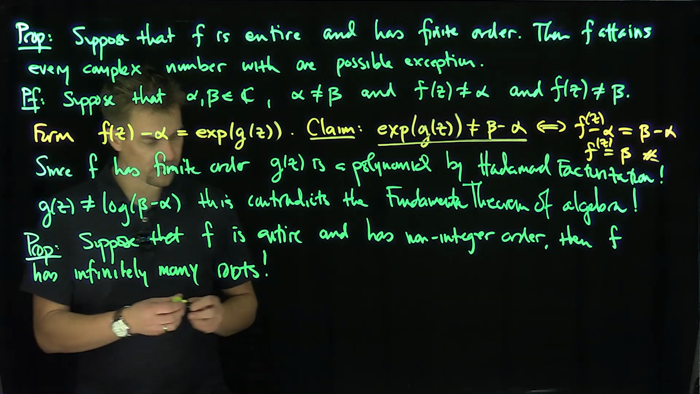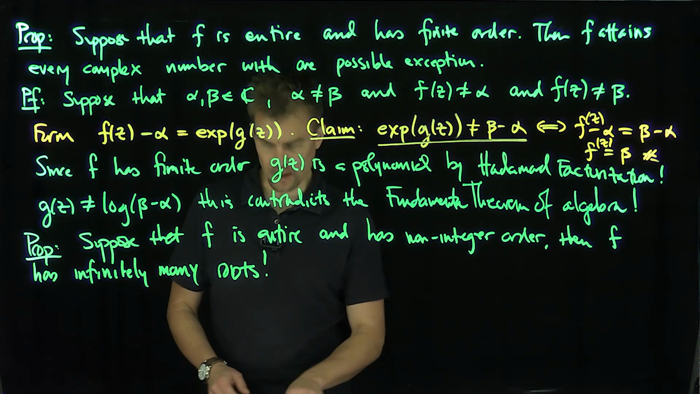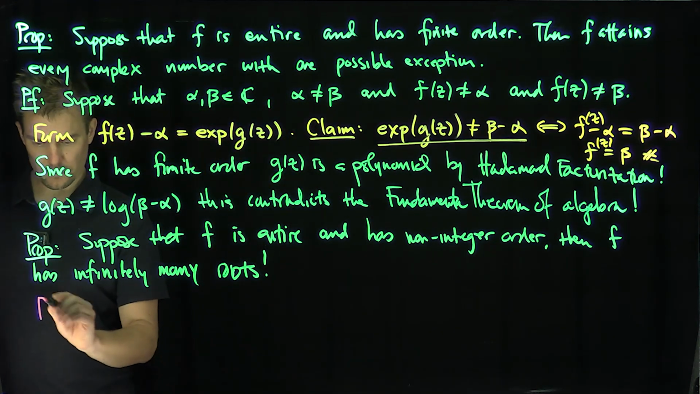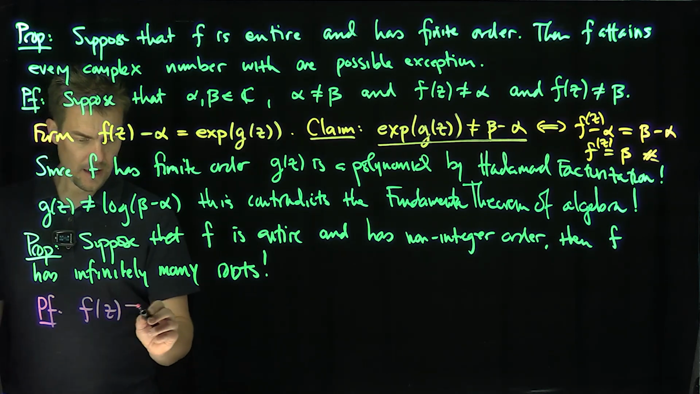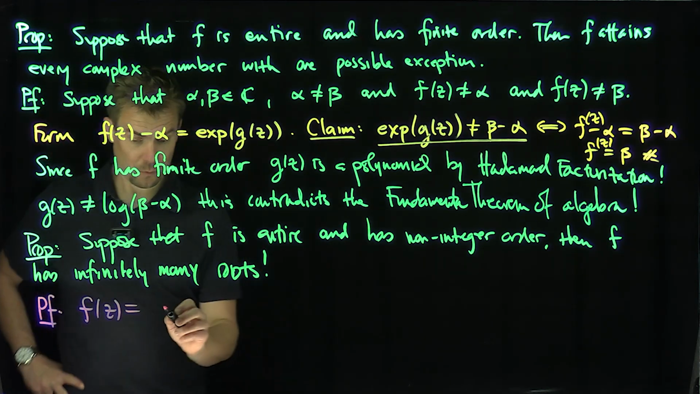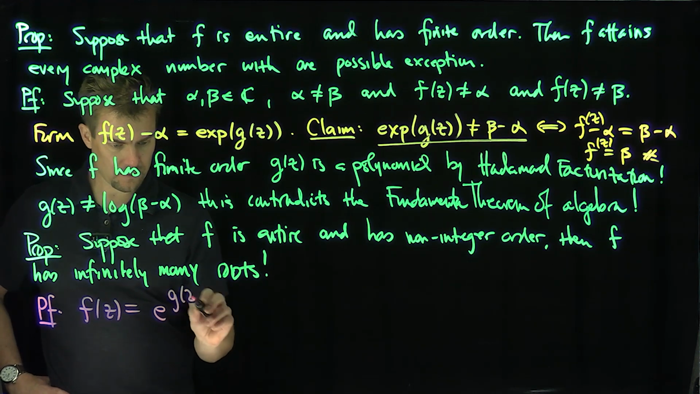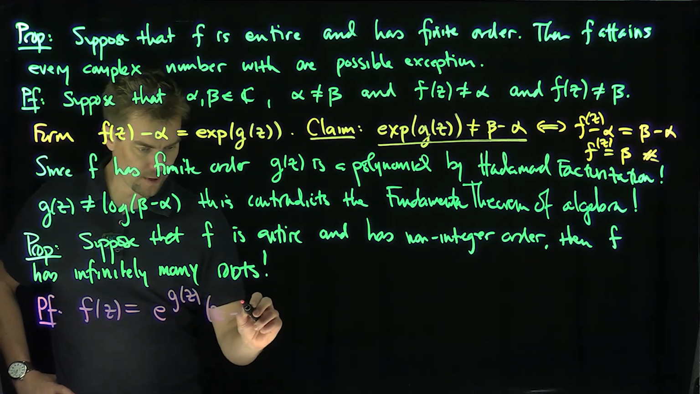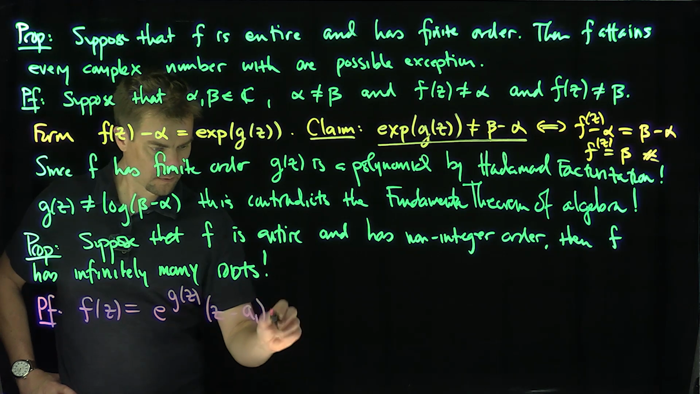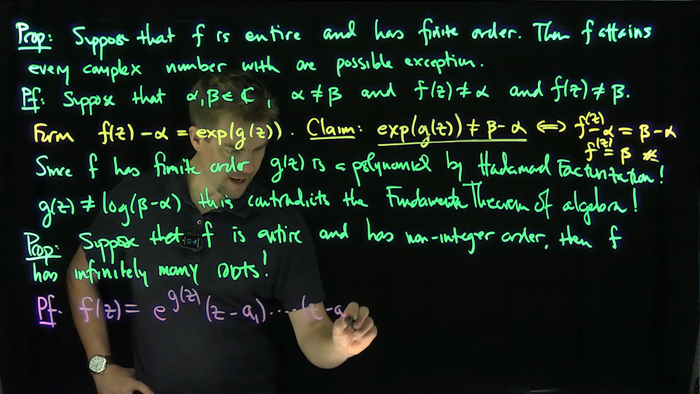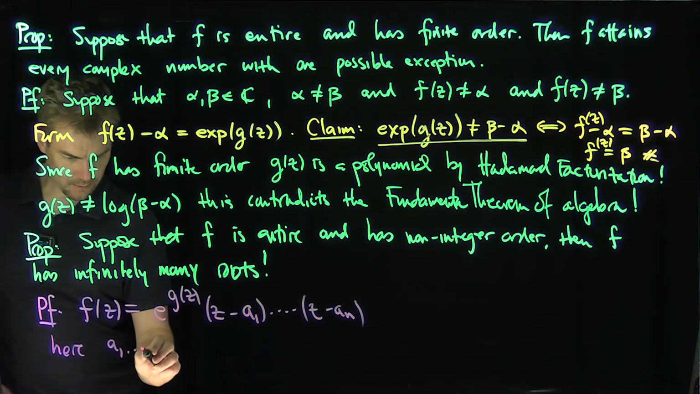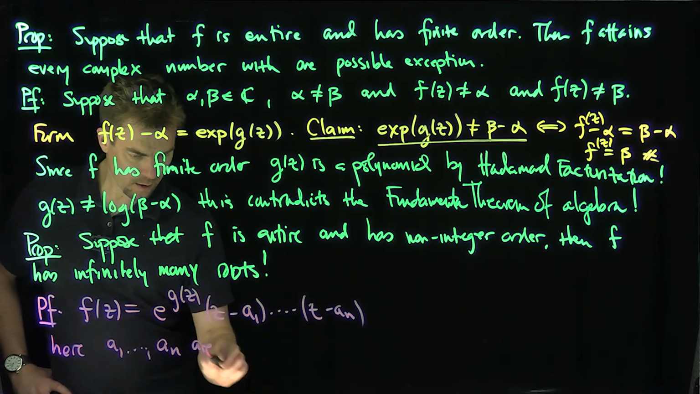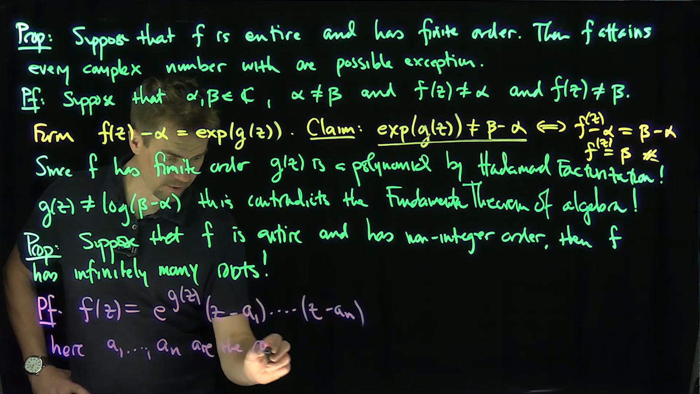Okay, how would you prove something like this? Well, the proof goes as follows. Proof. If you try to write f of z as e to the g of z times the product of its finite roots, z minus a1 through z minus an, where a1 through an are the roots of f, and I'm assuming there are only finitely many of them.